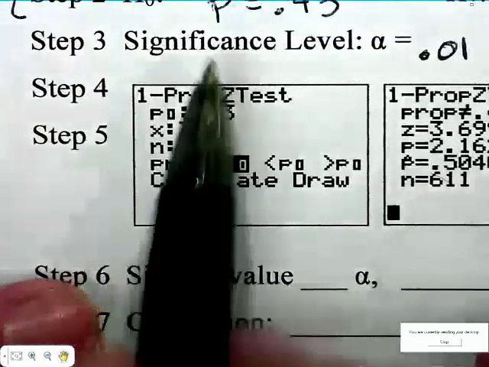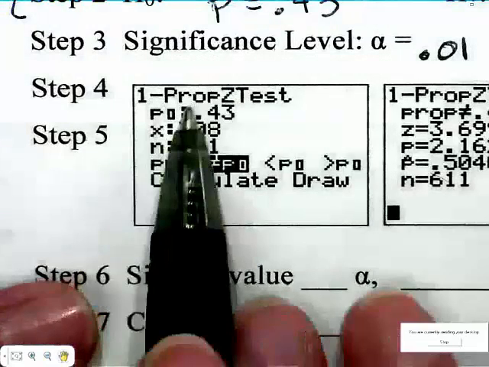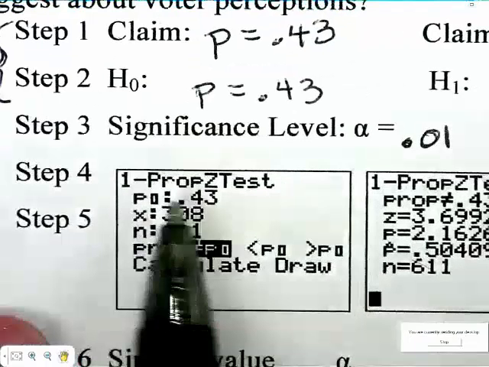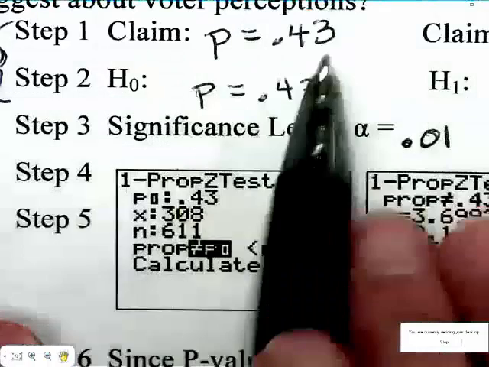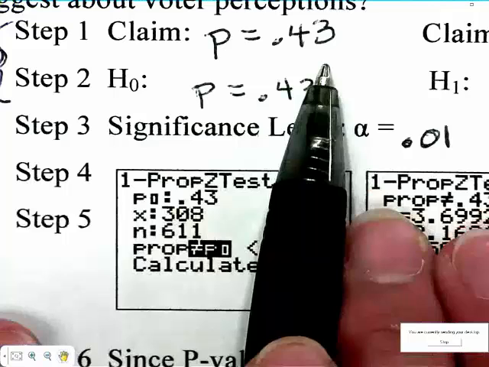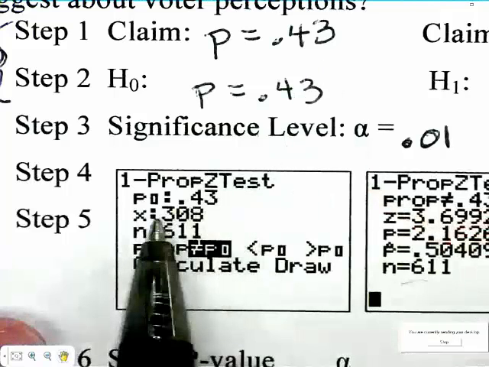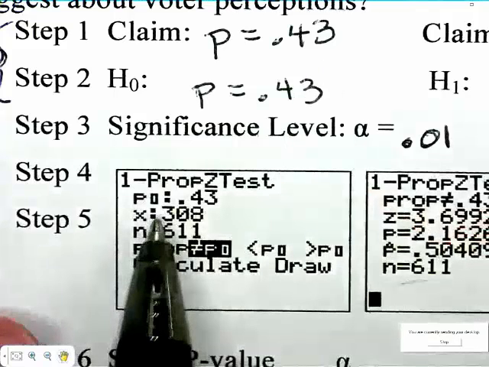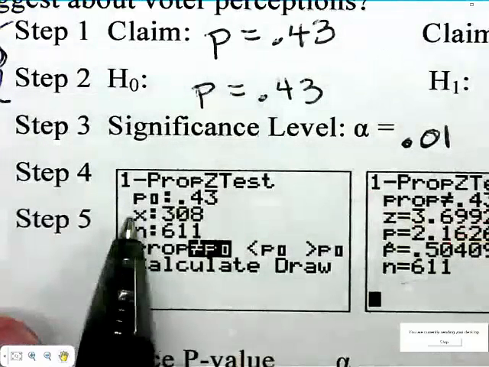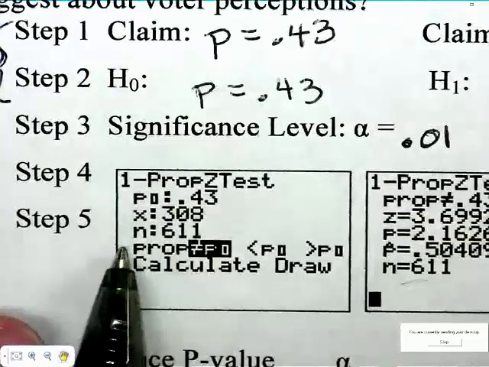Here's how I decide what to type in. P sub 0 is always the proportion listed in the null hypothesis. So P sub 0 equals 0.43. X is the number of successes. N is the number of trials. In this case, X is the number of people that said, yes, I think my guy will win. N is the number of people who were asked that question.